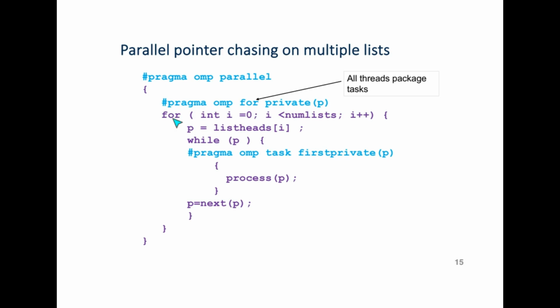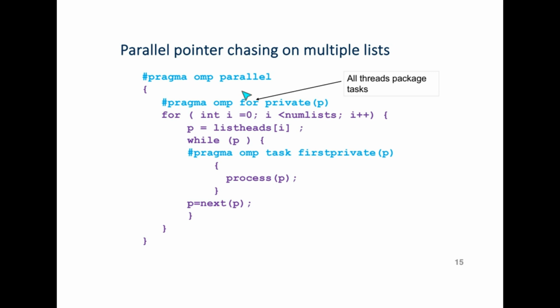So we could use the same pattern, but it might be a little bit more efficient to split up the task generation across threads as well. So we could simply use a work sharing for directive on this loop, on the loop over lists. That means all the threads are going to participate in the task generation. Different threads are going to traverse different lists and generate tasks.